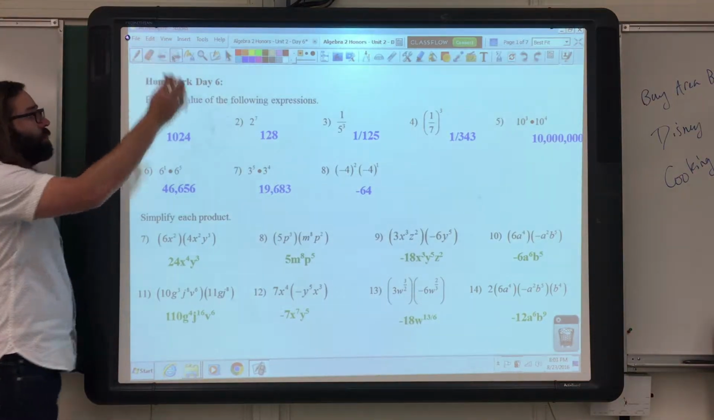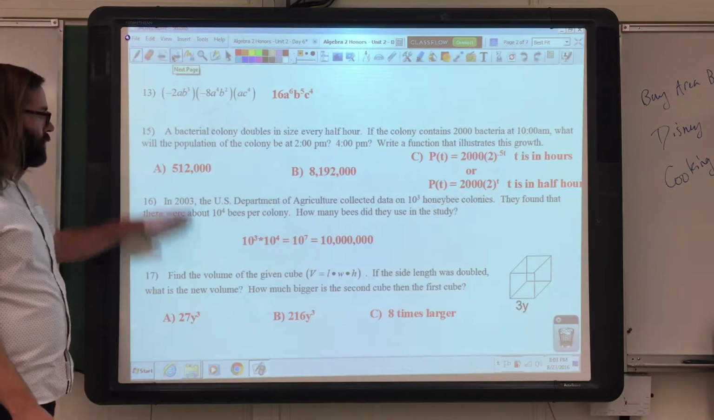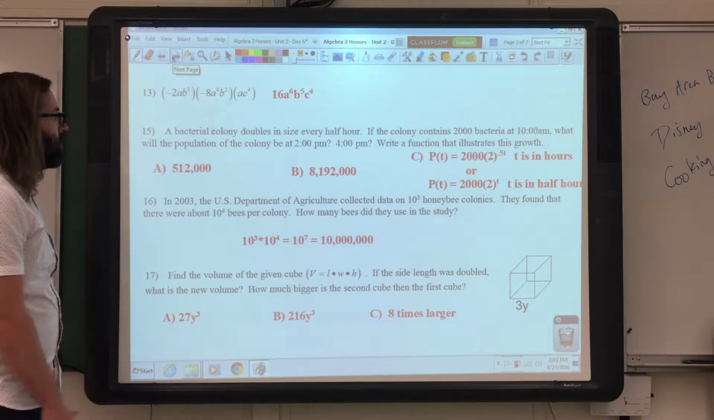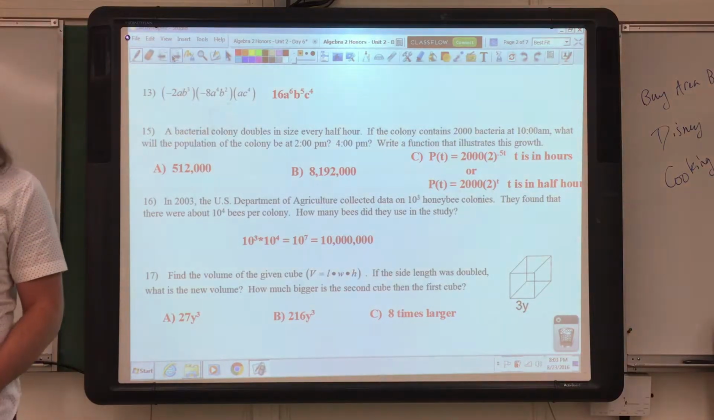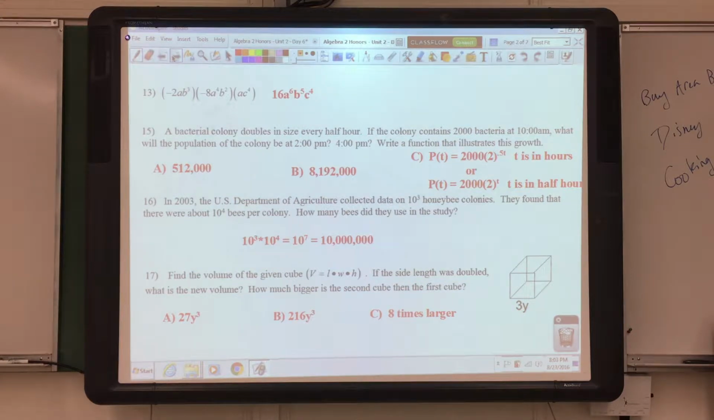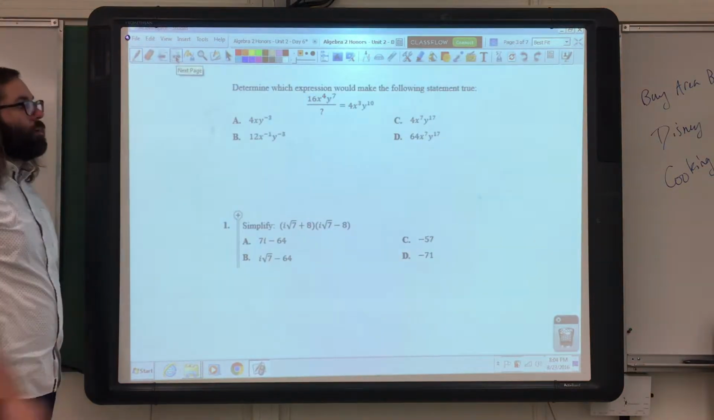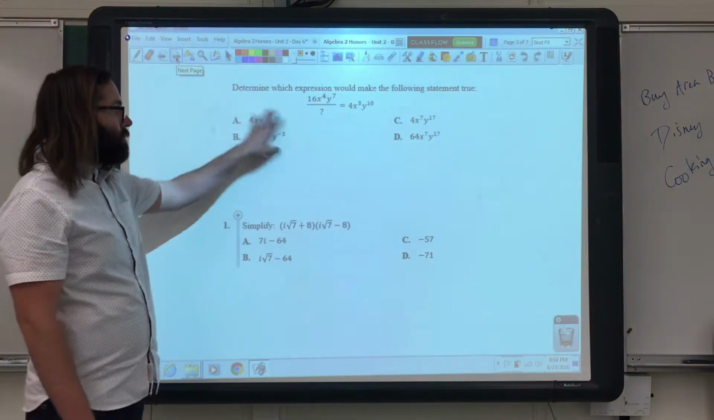All right, next page. Take your answers. Hopefully, you can write on these, whatever they're called. Word problems. Okay, this is day 7 of your notes, so these are on day 7.